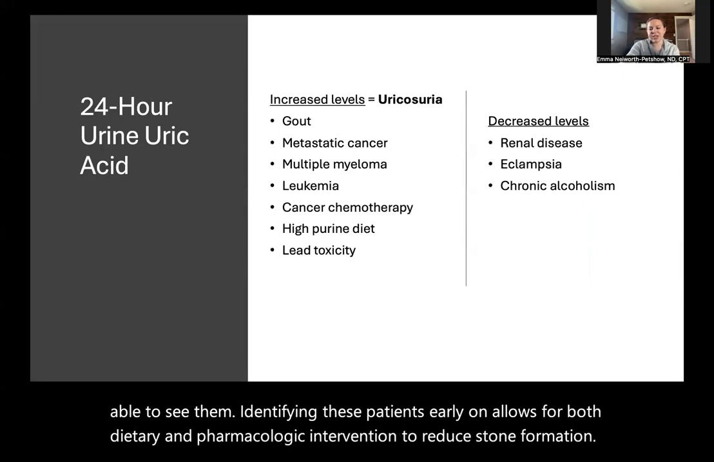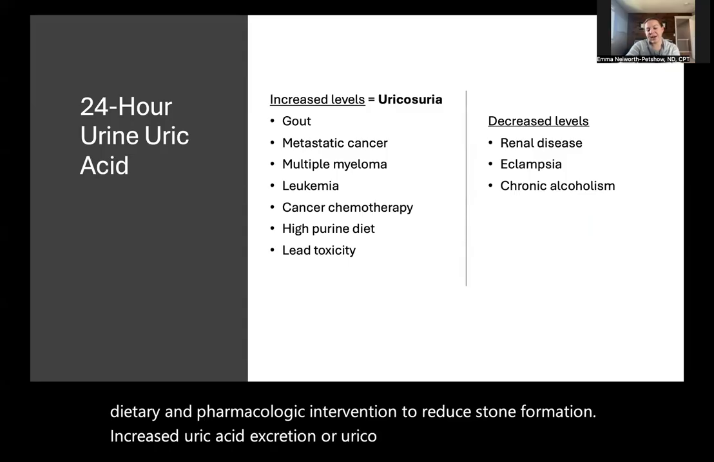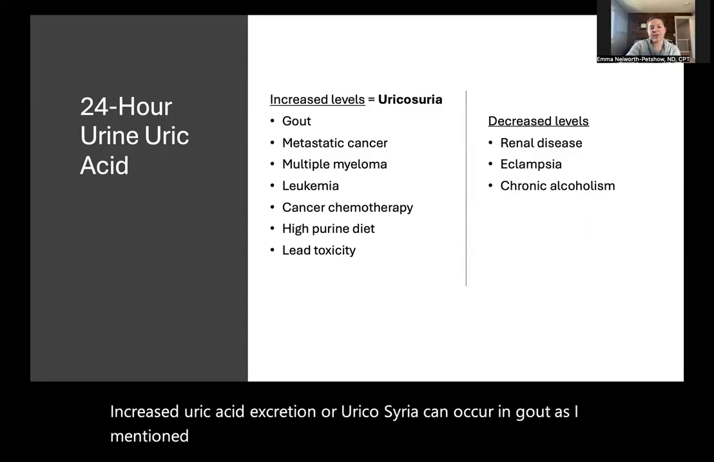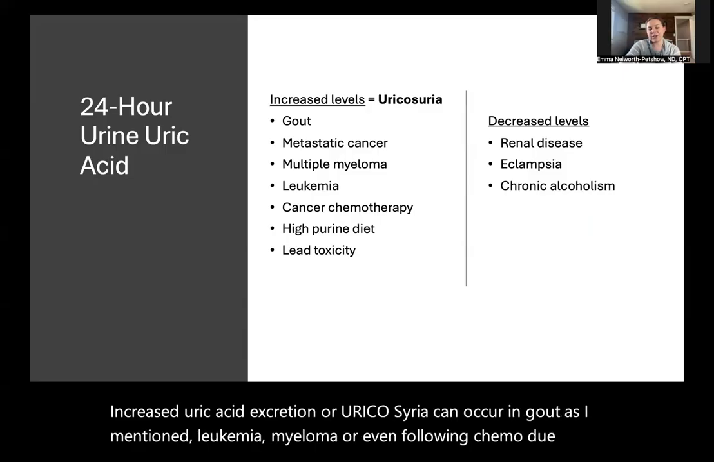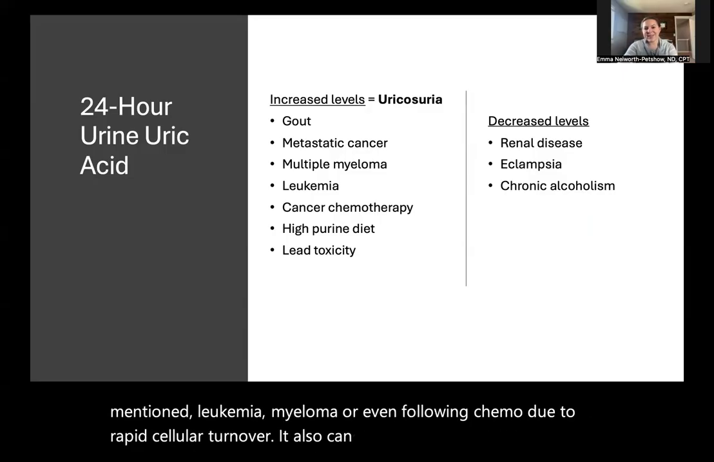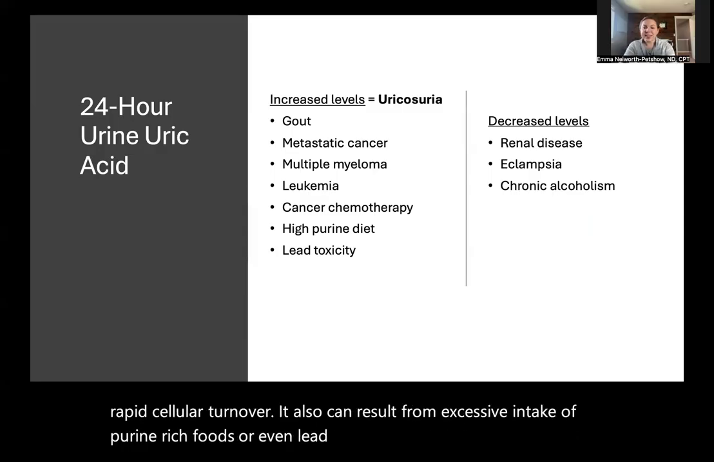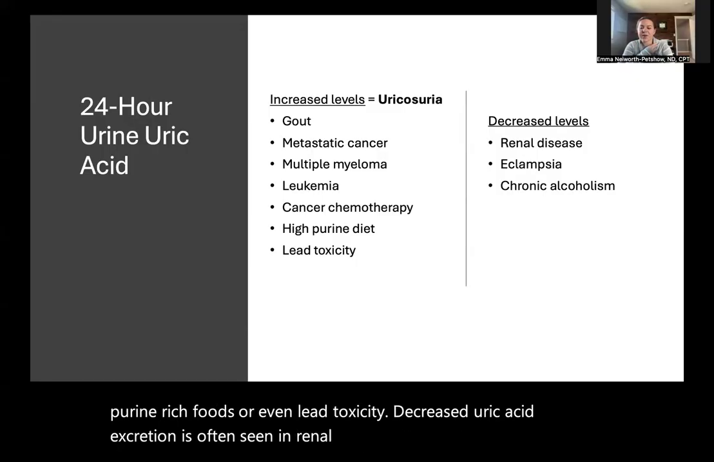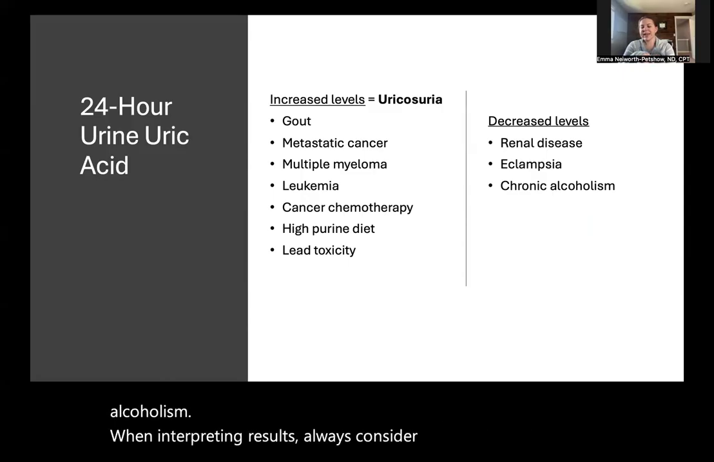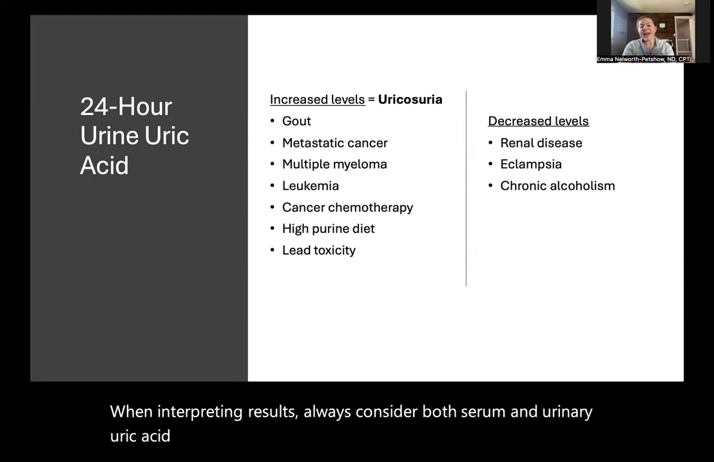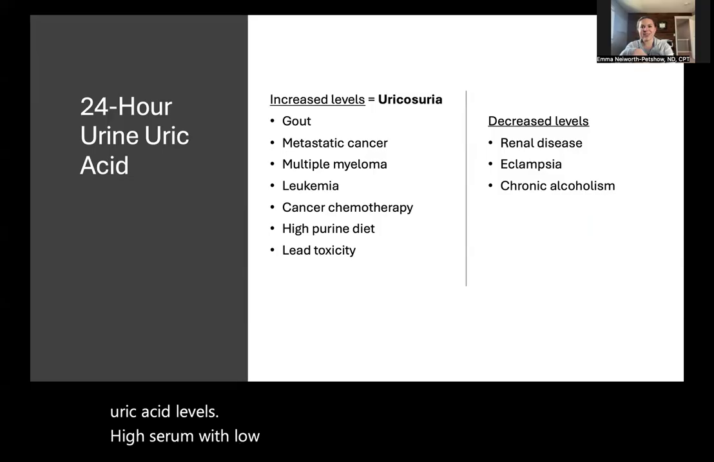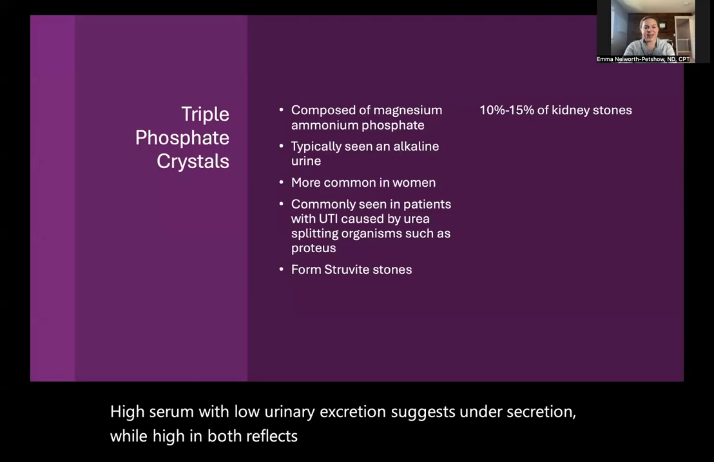Increased uric acid excretion, or uricosuria, can occur in gout, as I mentioned, leukemia, myeloma, or even following chemo due to rapid cellular turnover. It also can result from excessive intake of purine-rich foods or even lead toxicity. Decreased uric acid excretion is often seen in renal disease, eclampsia, or chronic alcoholism. When interpreting results, always consider both serum and urinary uric acid levels. High serum with low urinary excretion suggests undersecretion, while high in both reflects overproduction or dietary excess.